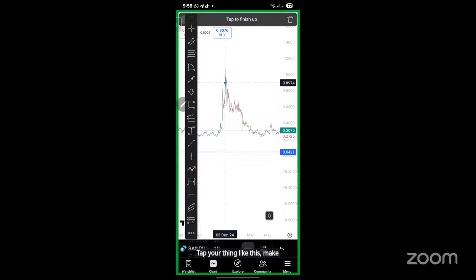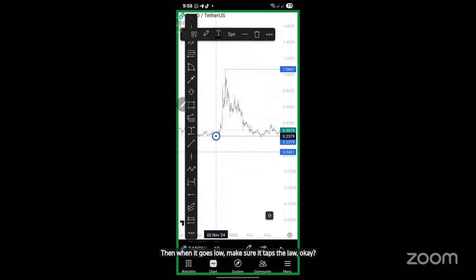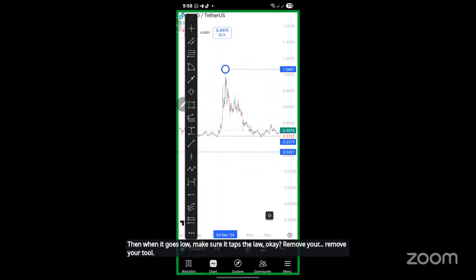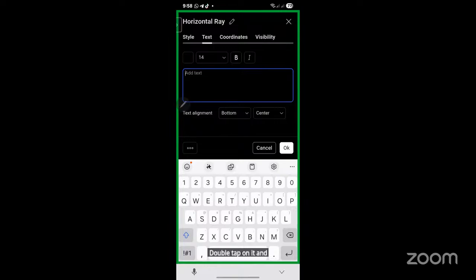Make sure it taps the tip like this. Then when it goes low, make sure it taps the low. Okay? Remove your tool, double tap on it, and say daily high. We are just doing analysis. Okay? You can try it out.